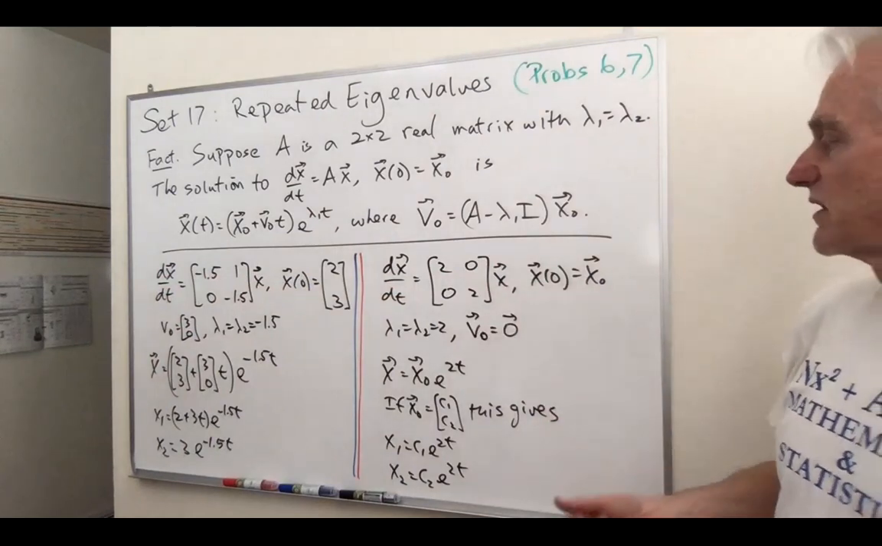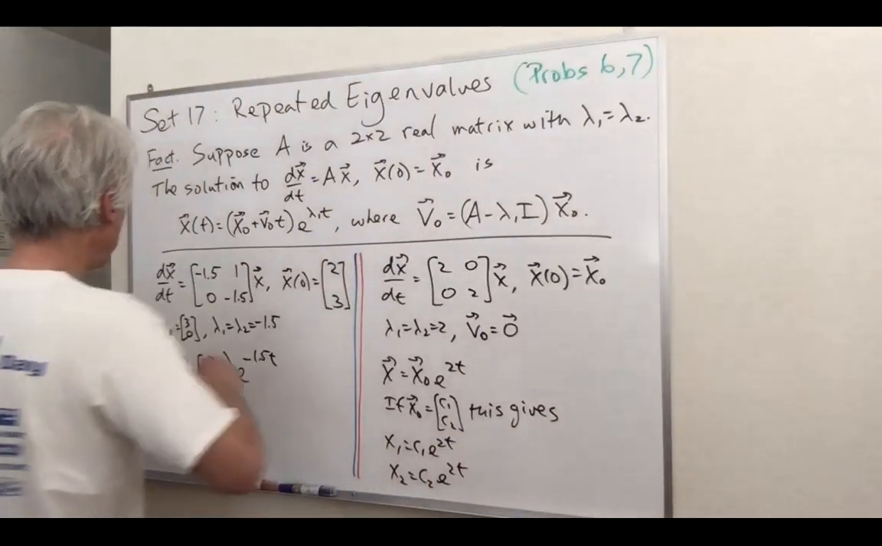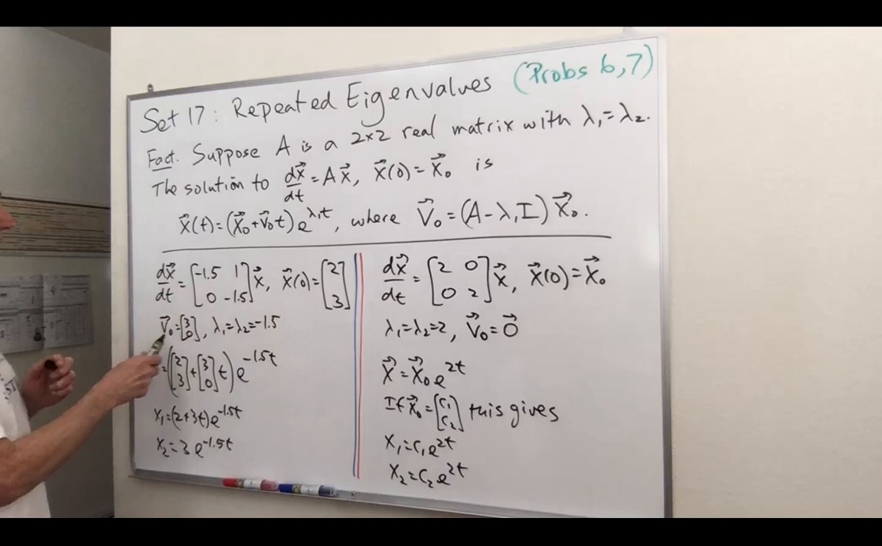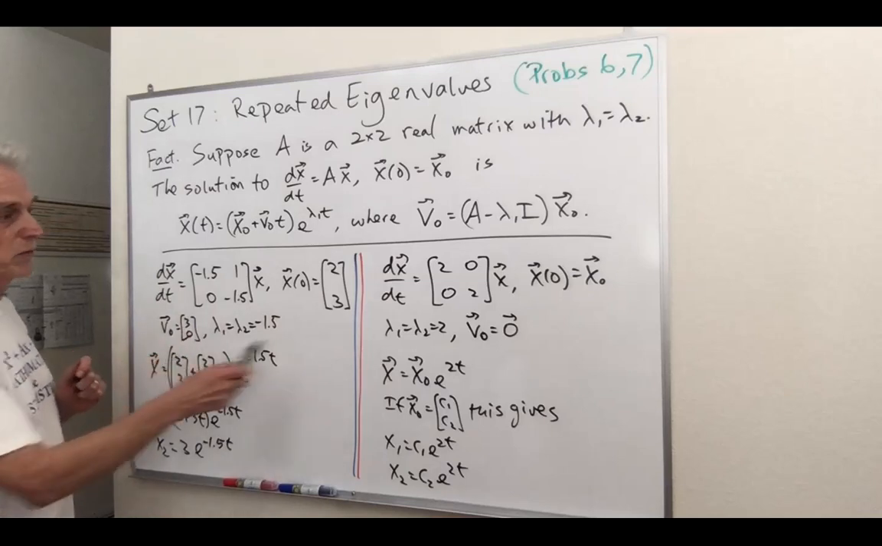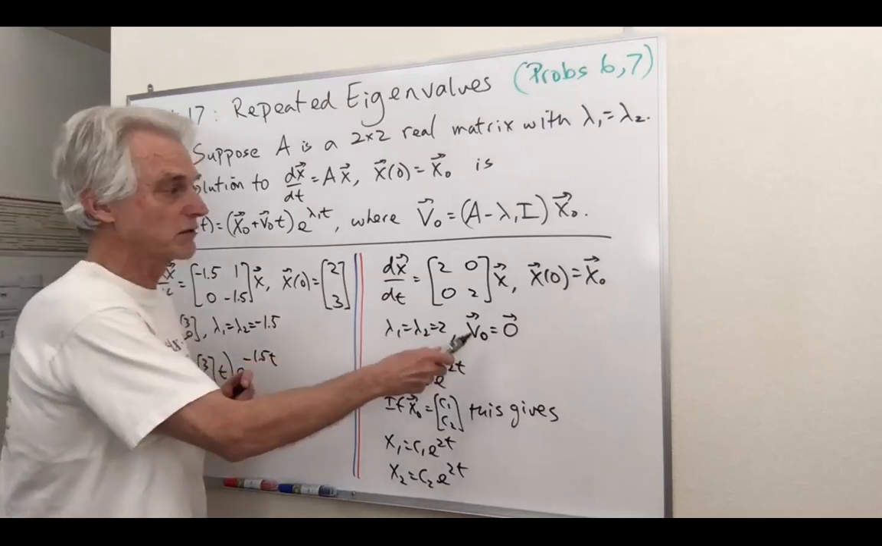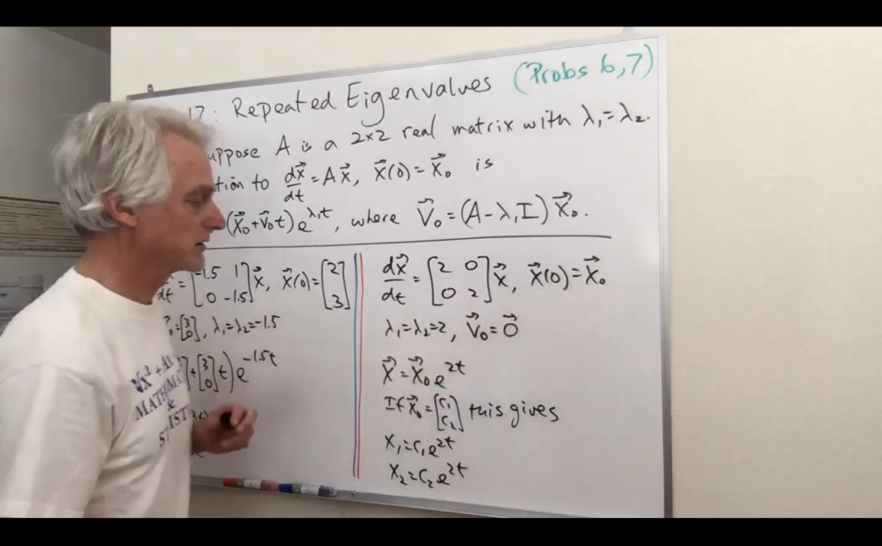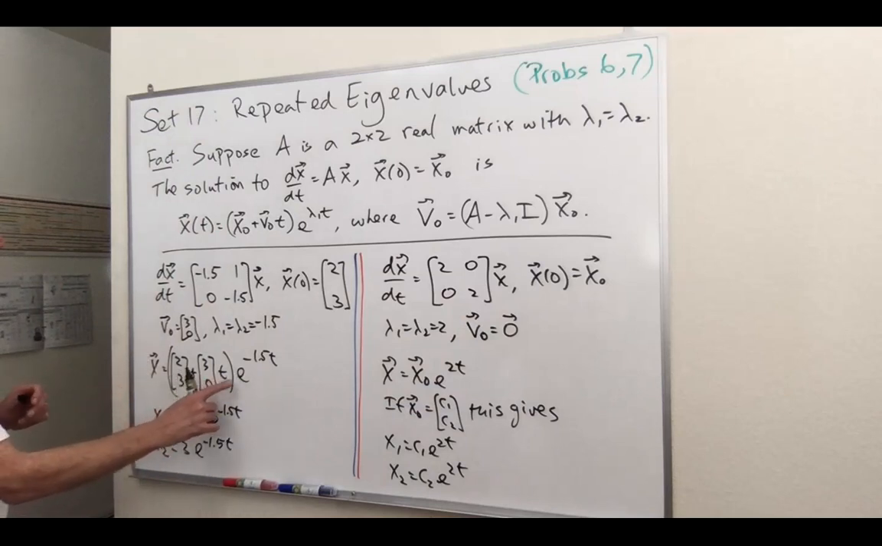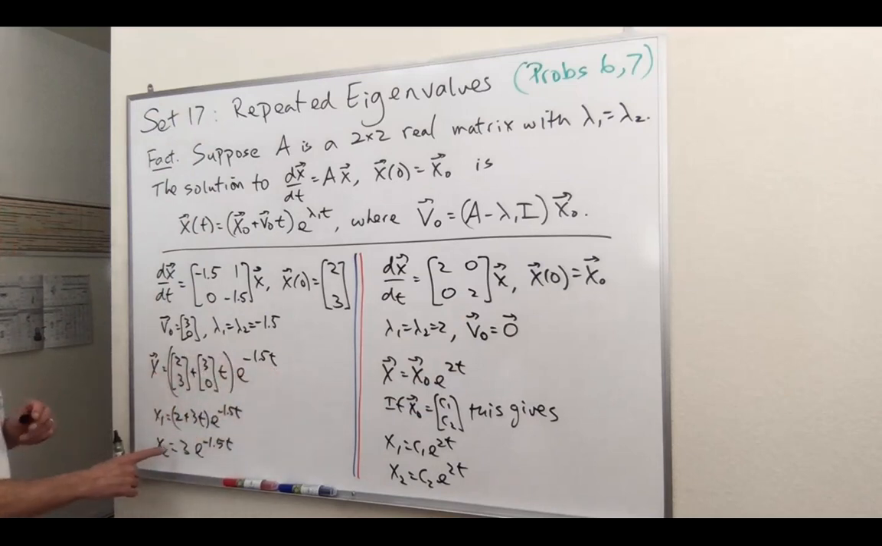We compute the velocity vector v, in quotes, in both of these cases. Here the velocity vector was 3, 0, but here the velocity vector was 0 for any x naught. Okay, and we can get the solution in vector form, x naught plus v naught t times e to the lambda 1 t. And I can write that in terms of the two components like they want on WeBWorK.